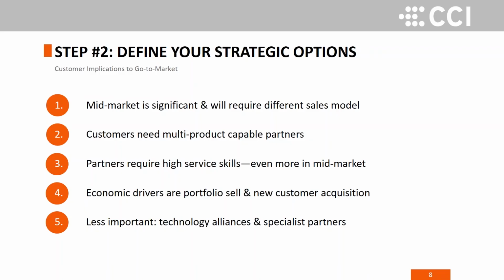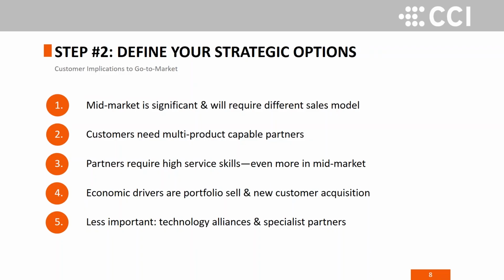Yeah, and the reason we collected the information from the customers is we wanted to make sure that how we shape our sales coverage model, our partner selection, our partner program, and our enablement is along the lines of what the customer is telling us they need. We hit on a few of these in the previous slide, but a couple of the key takeaways from the data are that the mid-market is a significant portion of the TAM, about 45%, but it's going to require a different sales model because the number of accounts you need to reach was about 20x the number in enterprise.